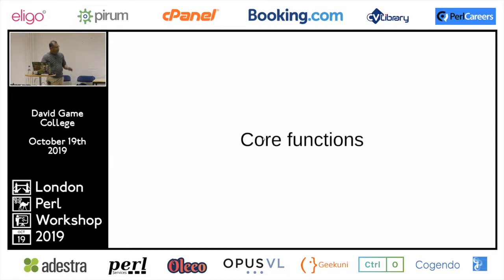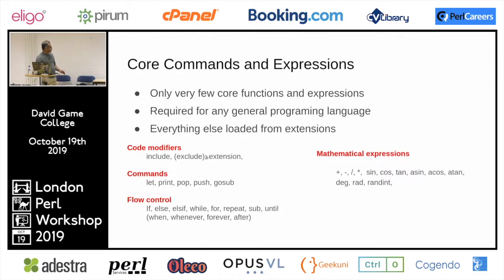So the core functions are limited. The whole purpose of this is to have things. The actual core, all it does is run the program, and it will run without any extensions, but it will do nothing apart from print. So you can include code from other files.